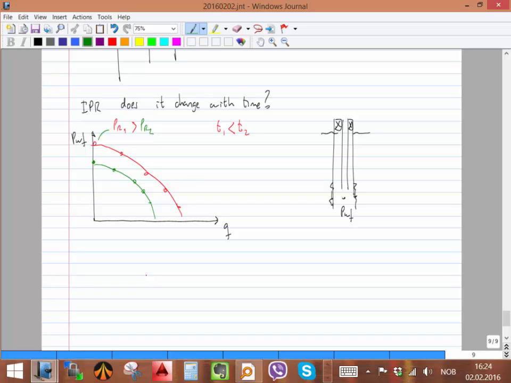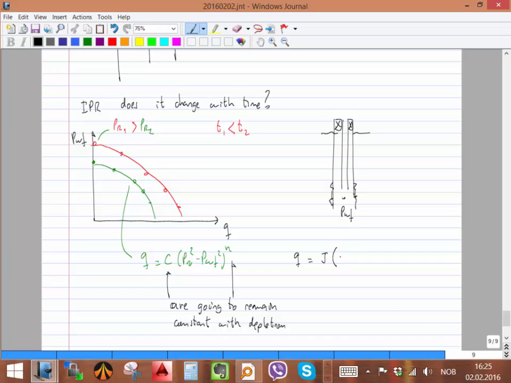And sometimes, and we will see that, for the case of gas you can assume that Q = C (PR² − PWF²)^n, and that what is changing is only the reservoir pressure. If it's single phase, you can assume that C and n are going to remain constant with depletion. Or also, if we are talking about undersaturated oil wells, then you can say Q = J (PR − PWF), with J constant. And then it's nice because you need only one point: you shut in the well, and from there you get the reservoir pressure, and then you substitute it into the equation for different depletion states.